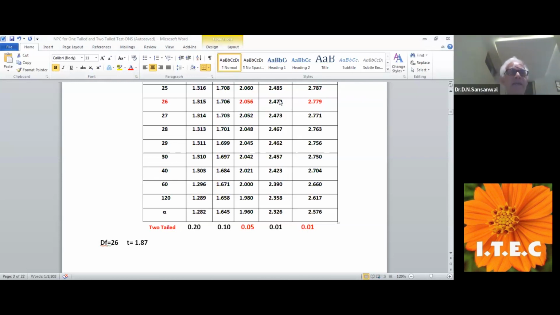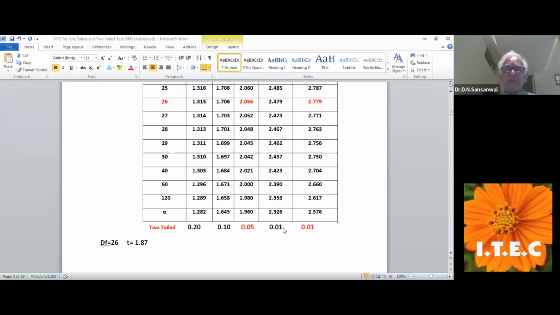Because the error is more. When you go to the left hand side, the error is increasing, and when you go to the right hand side, the error decreases. Here 0.05 means 5% error, here 0.01 means 10% error, here 0.02 means 20% error, and 30%, 40%, 50%, and so on. And if you go to the right hand side, it is 1% error.